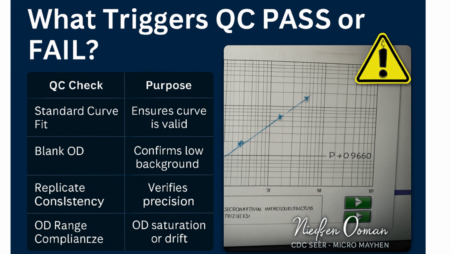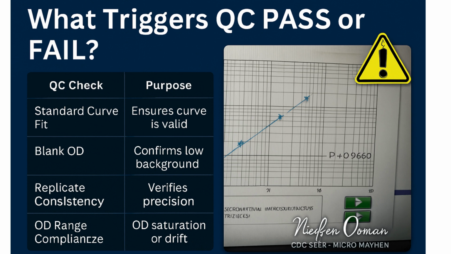In slide 3, we will understand curve fit QC. The curve fit is evaluated using parameters like R2, slope, and intercept. A good curve should have an R2 above 0.98 and a slope that reflects the expected OD to concentration relationship. If these values fall outside the acceptable range, the curve is considered invalid.